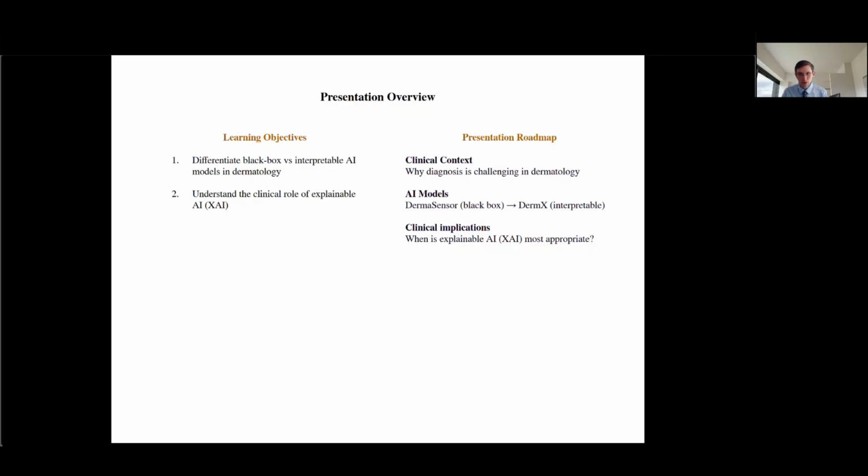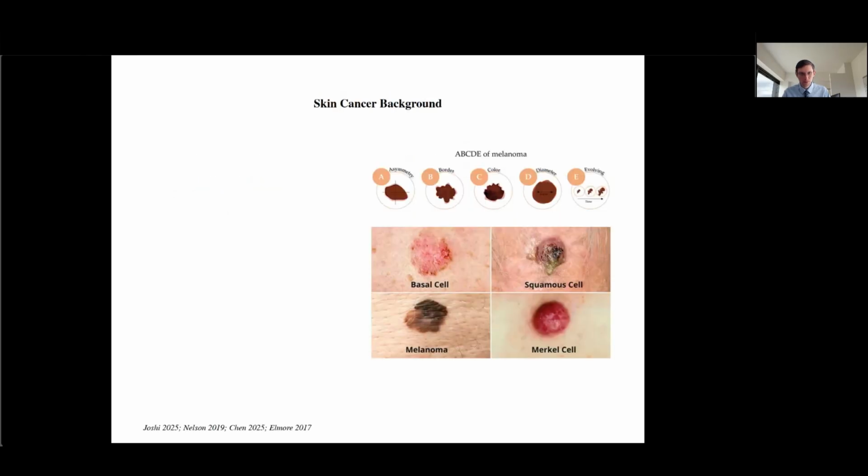To do this, we're going to be going through three separate parts. The first one is going to be the clinical context on why diagnosis can be very challenging in dermatology. The second is going to be going through two specific models, DermaSensor, which is a black box model, and DermX, which is an interpretable model. The third part is going to be the clinical implications. And really, we're going to be focusing on when is explainable AI most appropriate to use.